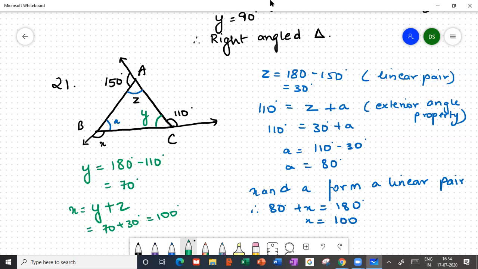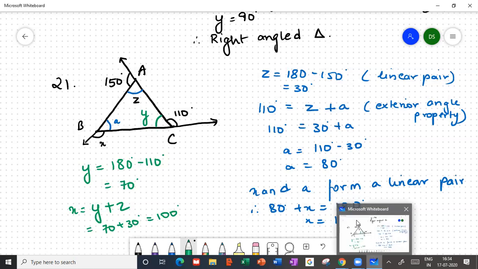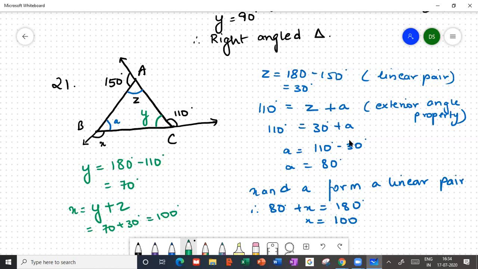Hello, are you there? Yes, the same method is for 150 degrees if we take it as the exterior angle. If you take 150 as the exterior angle, then what I did in blue, you can do that. Okay, 150 as exterior angle. Yeah, that will also work.